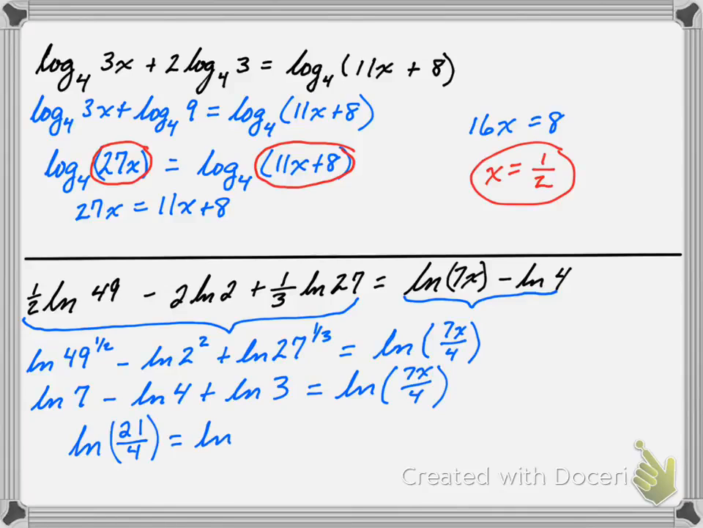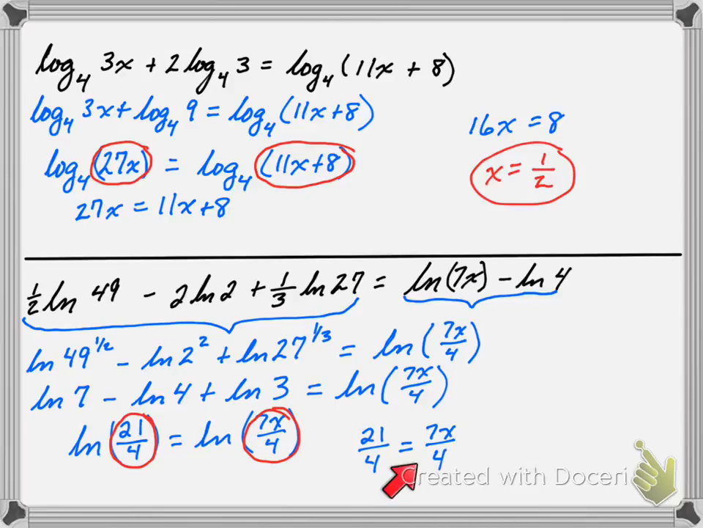And this equals natural log of 7x plus 4. And once again, you have natural log on the left, natural log on the right. That simply means that this part has to equal this part. So if we take 21 over 4, set it equal to 7x over 4.